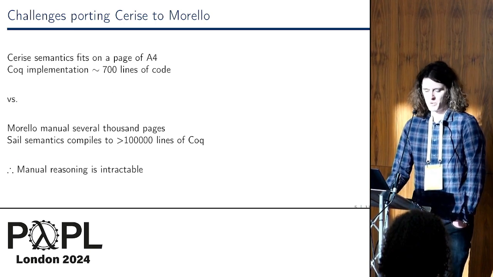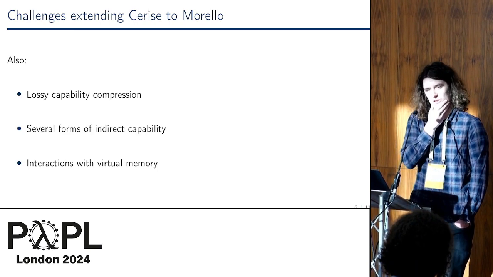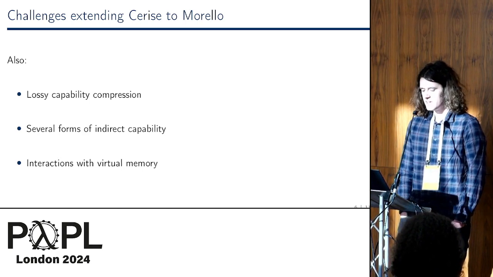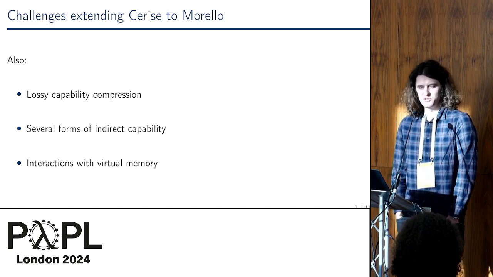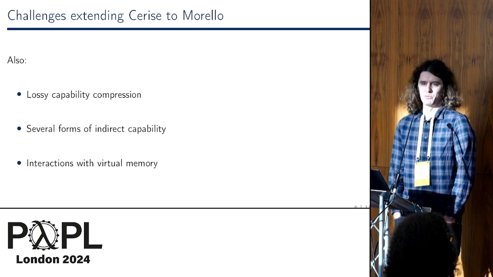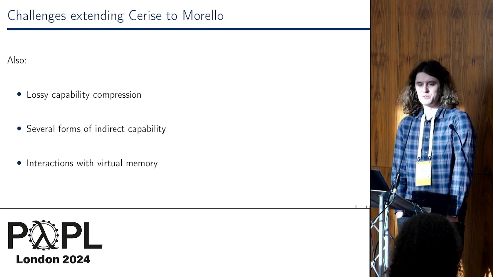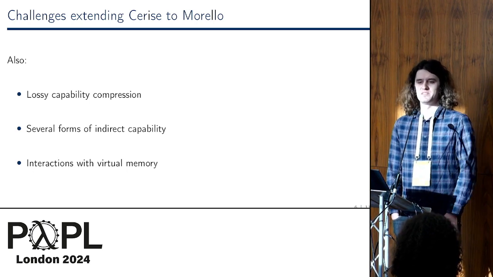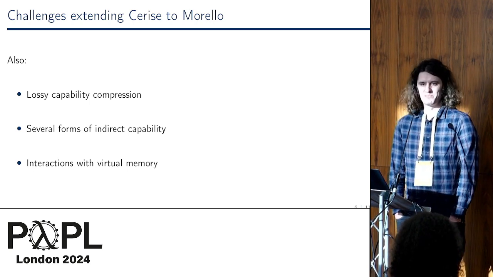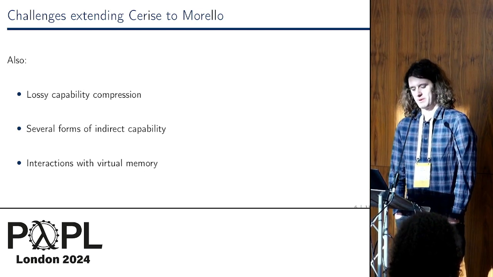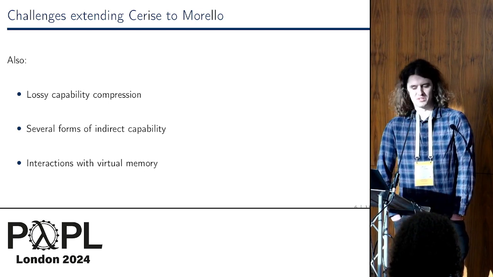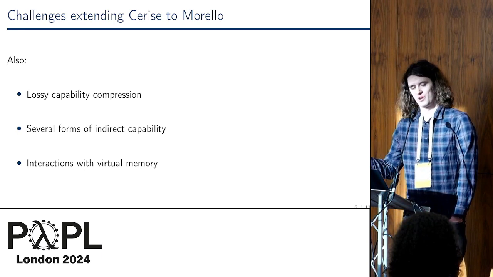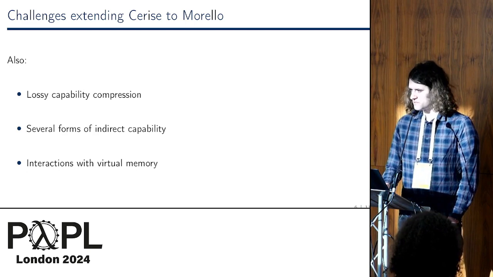We do have a handful of other problems. The biggest of those is the lossy capability compression. Cerise, at least the versions that I'm familiar with, don't handle capability compression. But Morello does do capability compression. That's annoying, both because it's quite a complicated function that we'd have to reason about, and also because it's lossy, so not all conceptually reasonable capabilities are actually representable on Morello. This adds more annoying branches to your proof that you have to deal with manually. We also, unlike the simplest forms of Cerise, can't opt out of dealing with certain kinds of indirect capability, and we have to at least briefly mention the concept of virtual memory, even though we largely opt out of reasoning about it.